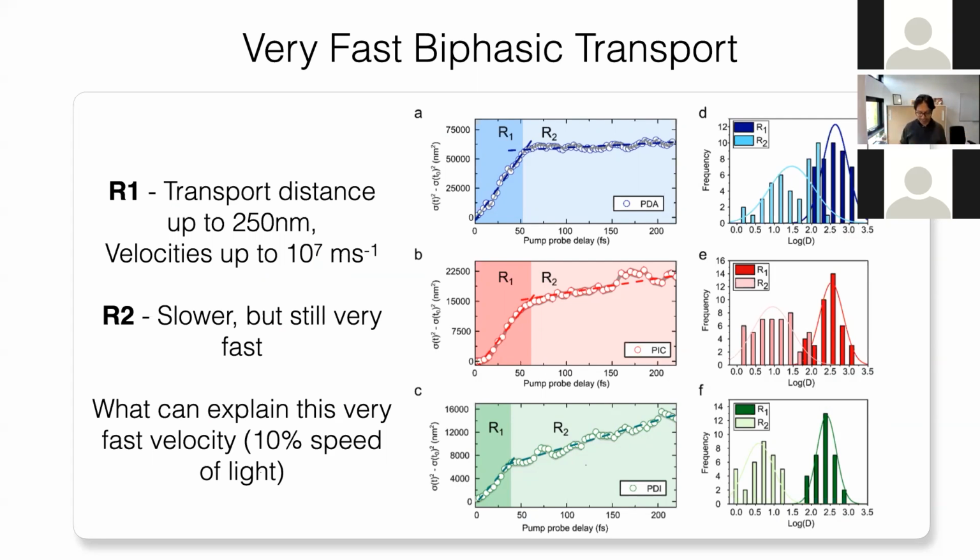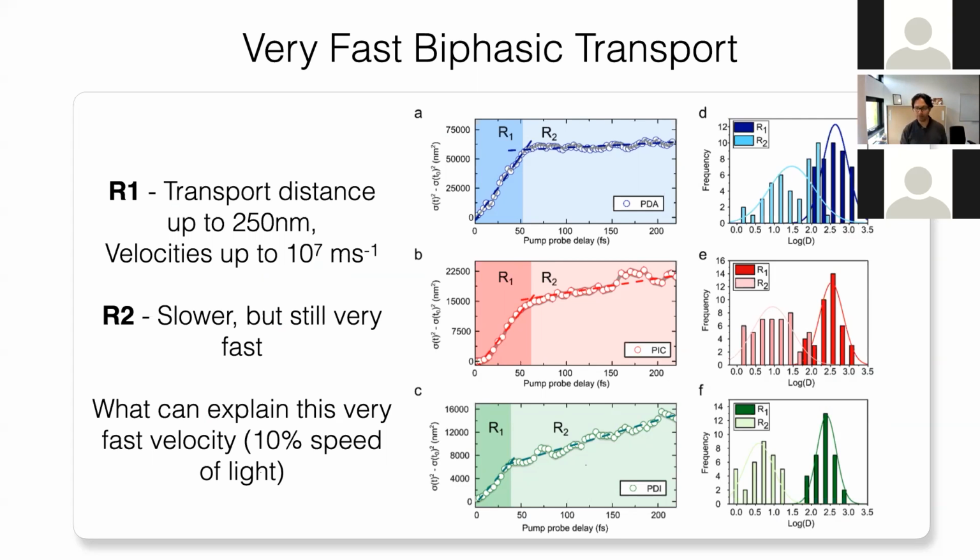So there's no cavity, there's nothing here. It's a glass substrate and the organic semiconductor film on top of it, created by spin coating or drop casting. And then essentially you have this very, very rapid motion of the excitations moving at 10% the speed of light.